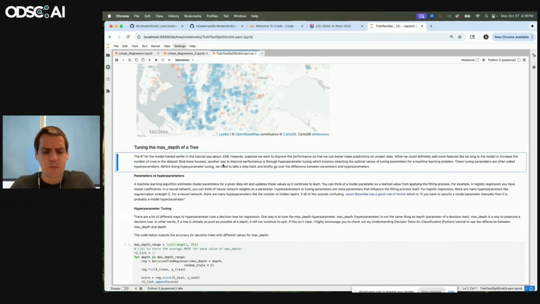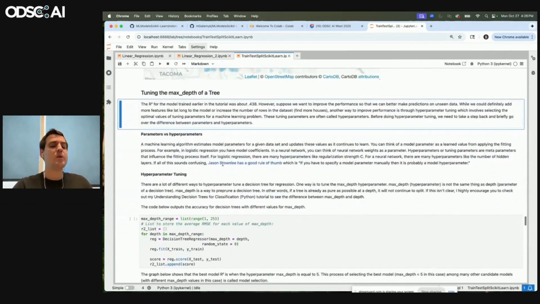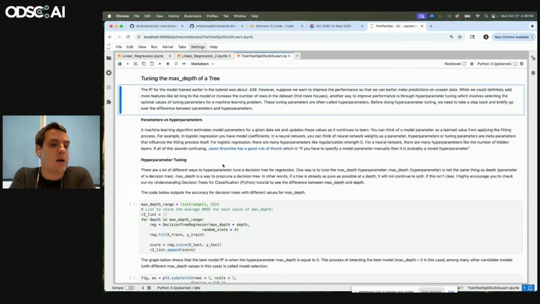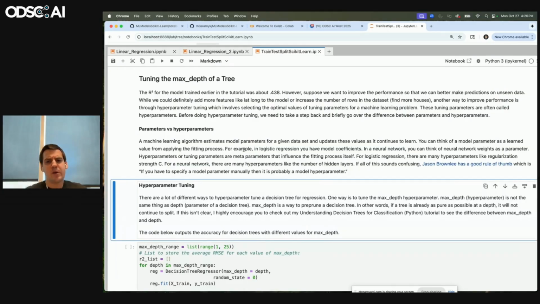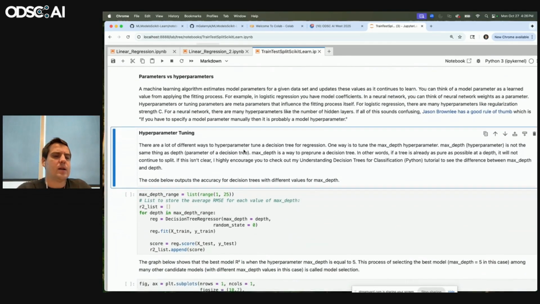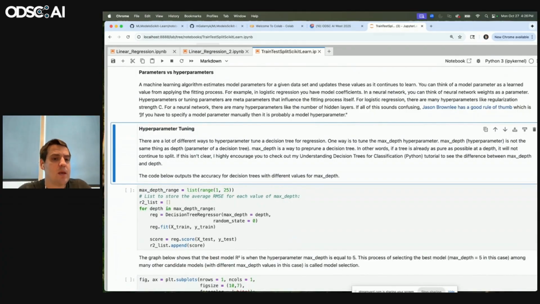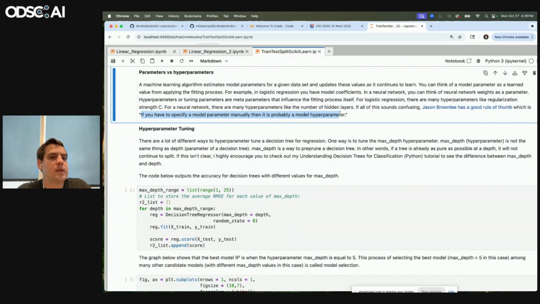So the next point I kind of want to mention is that with machine learning models, we can tune them as well. And the R-squared for this model was 0.438. We can always improve the model performance. One way is, of course, to get better data. And one way that we'll talk about is to essentially tune our hyperparameters. One thing people often get confused about is hyperparameters versus parameters. For a given model, if you have to specify a model parameter manually, then that's a hyperparameter.